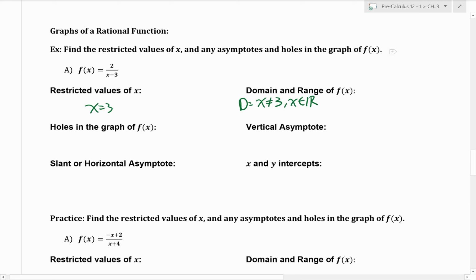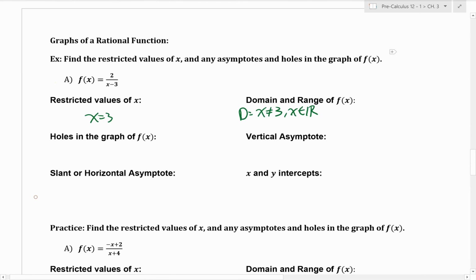Range, well, in this case, we are going to end up with a vertical asymptote at 3. Do I want to ask you range actually? Maybe not. I think some of these examples might have a difficult range to figure out. I'm not going to ask you for the range, I'm just going to ask you for the domain. For the holes here, there's none, because there's nothing we can cancel out here.